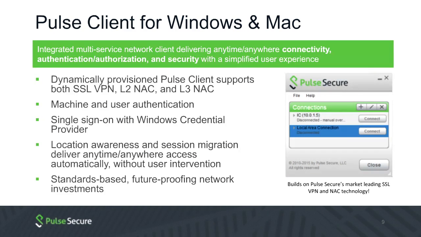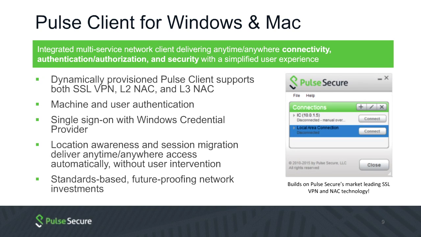The Pulse client gives you all of these features in one place. It's a modular client that supports both SSL VPN and internal access. And the internal access control can be done through an 802.1x authentication at layer 2 for admission, or it can be done through a TLS-based layer 3 authentication in environments that don't have 802.1x enabled.